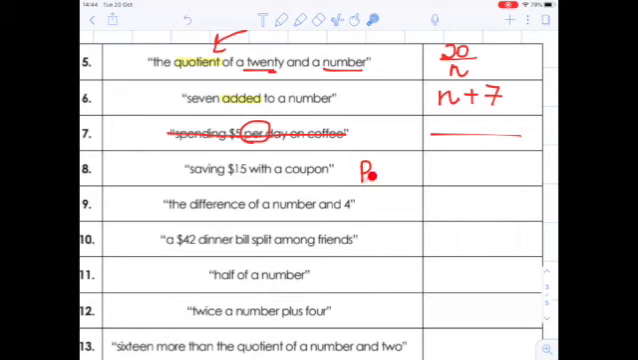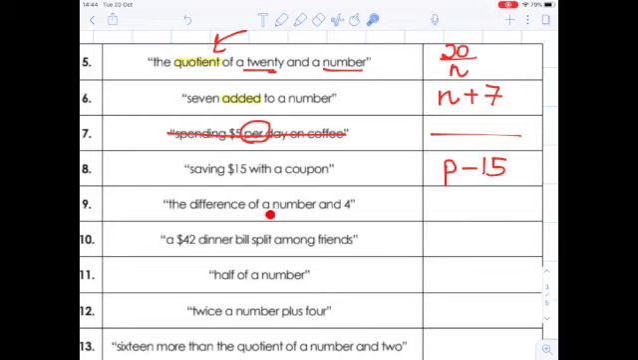You save $15. So you had an original price, but the final amount you're going to pay is not the original price. You're going to take away $15 from my original price. So I'm going to say it's P minus 15. I take away $15 from my original price.